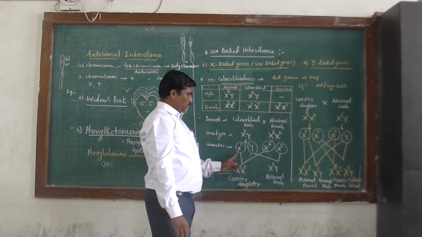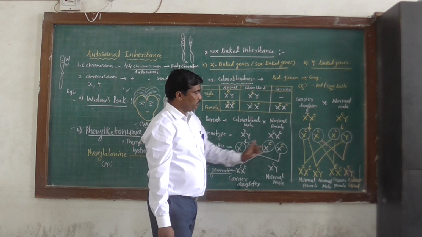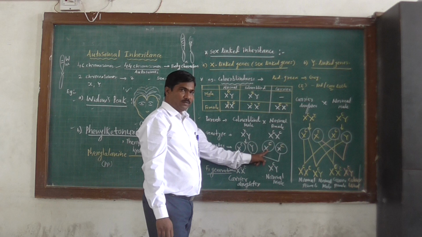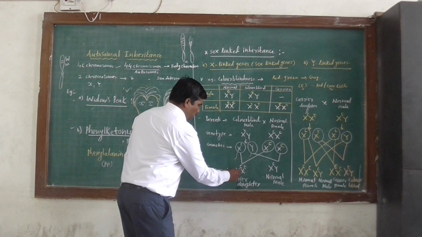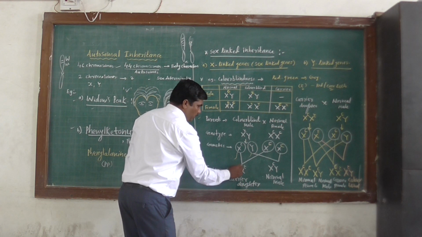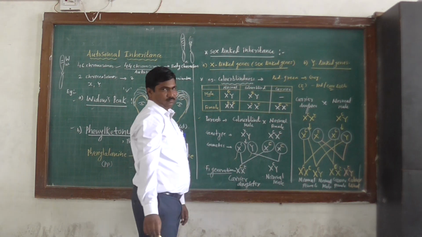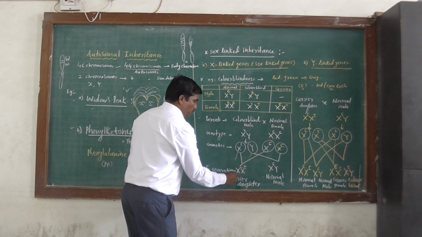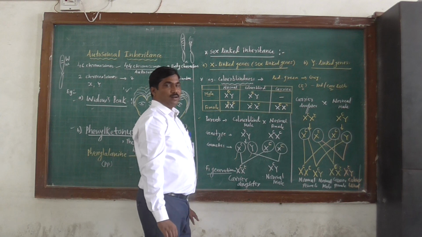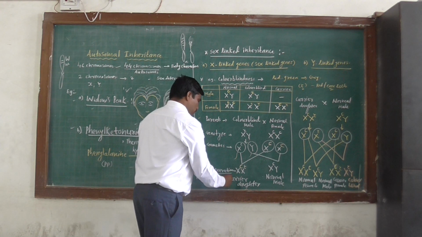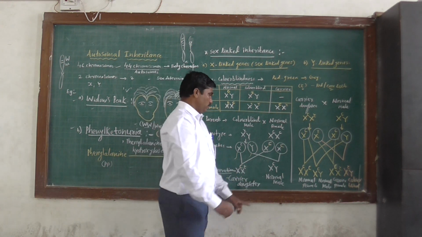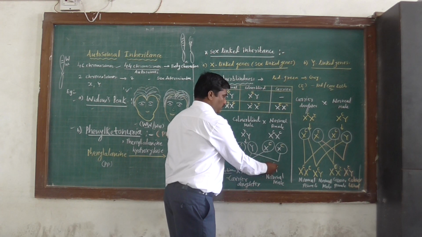Then during fertilization, the recessive gene containing sperm fertilizes the egg, then this individual is XX, and XX is a female. This daughter is formed. She is a carrier. It contains the genotype X capital C, X small c, where dominant and recessive genes are present. Therefore, she is a carrier.